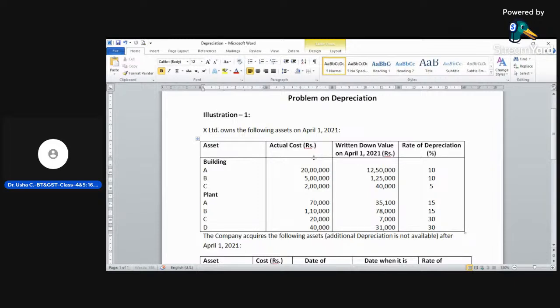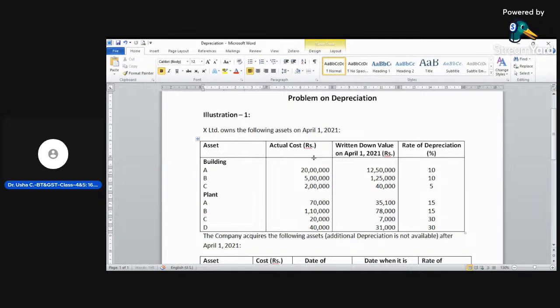Whereas they have given the written down value. The written down value on 1st April 2021, that is for the financial year 2021-22, is 12,50,000, 1,25,000 and 40,000 for A, B, C respectively, whereas the rate of depreciation is 10% for A, 10% for B and 5% for C. Then plant A, B, C, D are given. For that, the actual cost of the assets and the written down value of all these four assets as on 1st April 2021 are given, and the rate of depreciation is given. The rate of depreciation for A and B is 15%, whereas for C and D it is 30%.